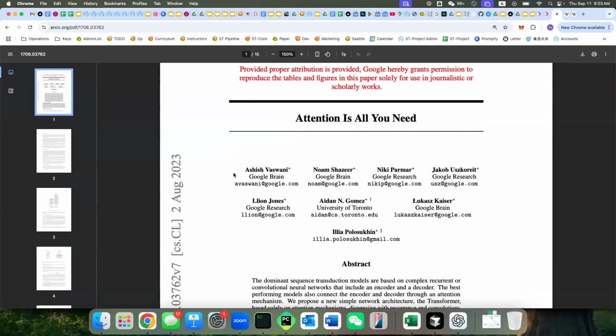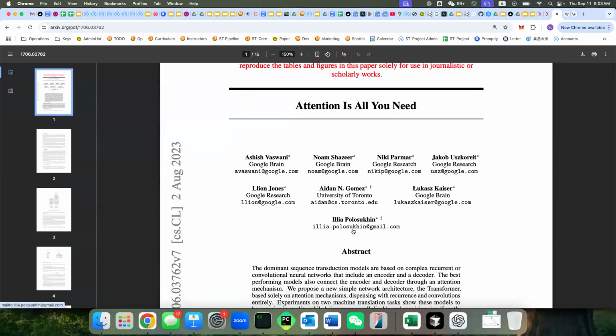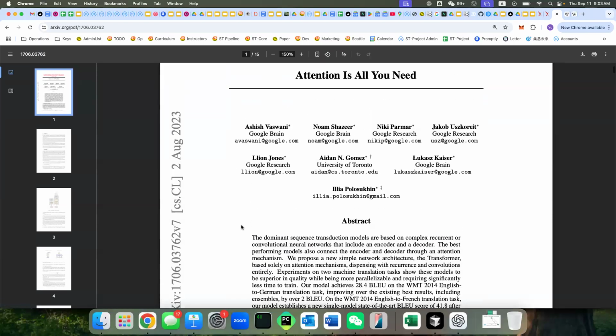The paper was written mostly by people from Google. You can see the 8 authors here. I don't know the last one. The last one should also be Google. I don't know why he put the Gmail here. But they were all in Google Research. Oh, actually, sorry, not Google, but this guy from Toronto. Toronto is very strong in AI. One of the professors there, I think he left and joined Google, right? So probably there was some kind of collaboration.